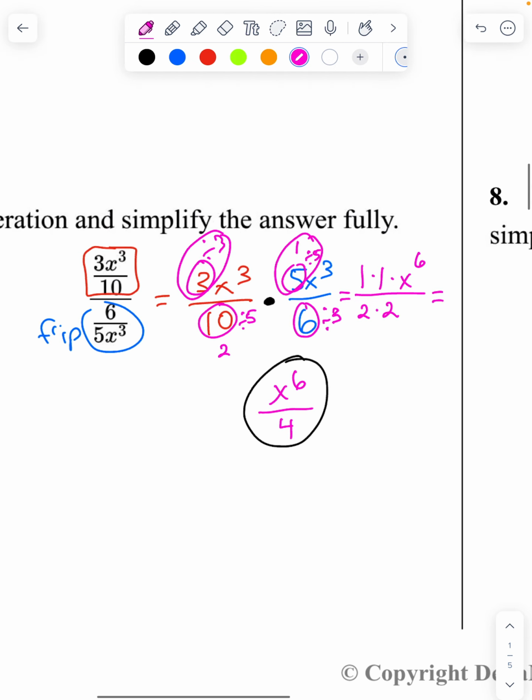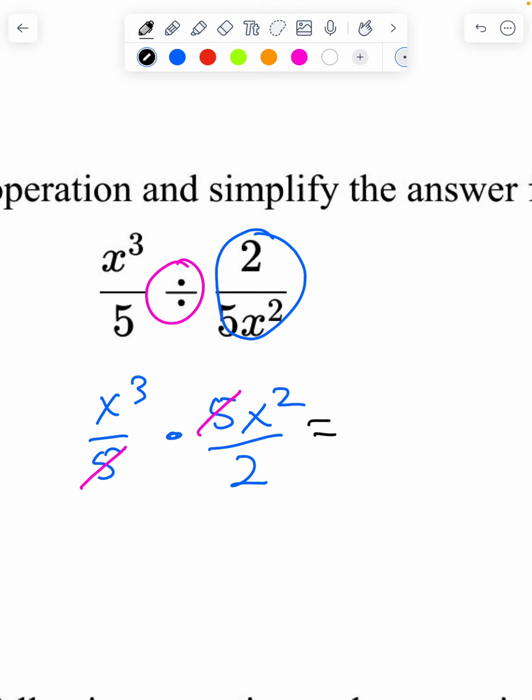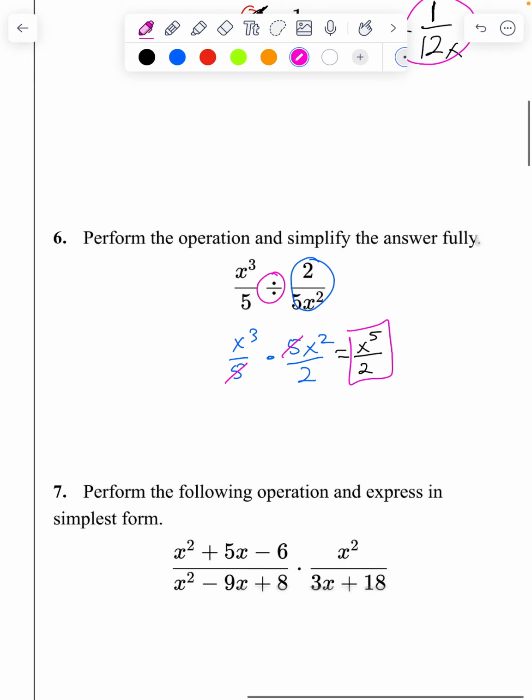And when I do that, I'm going to see that there's a 5 here and a 5 here that would cancel. And that's all the things that are on the top and bottom that cancel. So x to the third times x squared is x to the fifth. And then there'll just be a 2 on the bottom. And that'll be my answer for number 6.